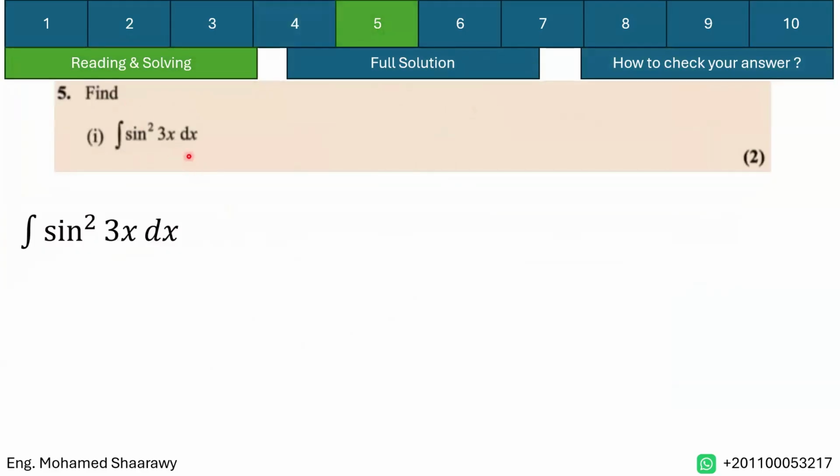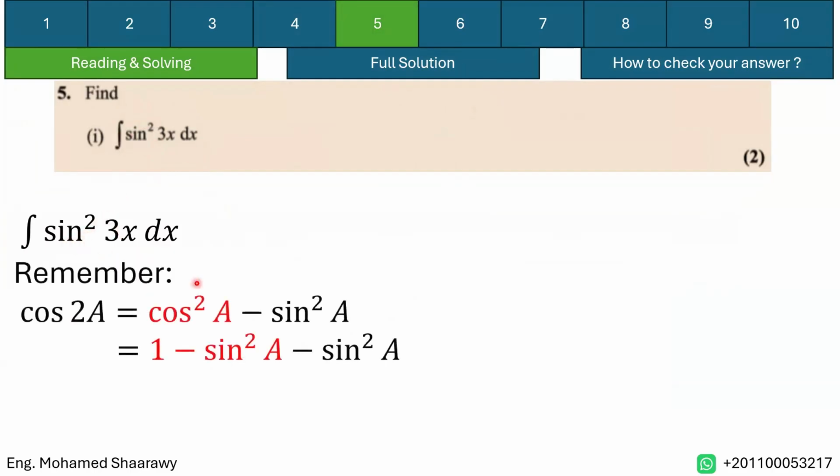Question 5, it says the integration of sine squared 3x. Sine squared 3x can be written as half minus half cosine double the angle. Okay, I wrote this as a remember note. So remember that cosine double the angle is cosine squared minus sine squared. I can replace cosine squared with 1 minus sine squared. Negative 1 sine squared, negative 1 sine squared is negative 2 sine squared.